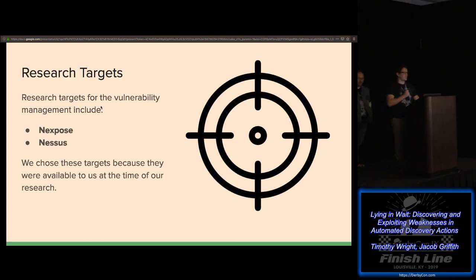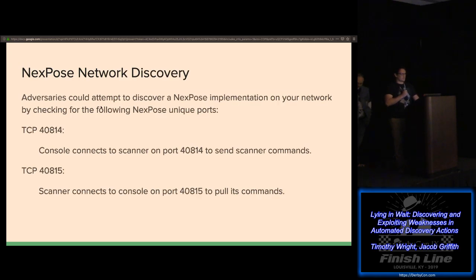For our research, we chose to focus on NexPose and Nessus. We chose these targets because they were readily available to us, and they had community editions. So when looking for these automated discovery tools, one thing you can do to try to find what tools you're looking at is active scanning for the ports that are unique to those tools.